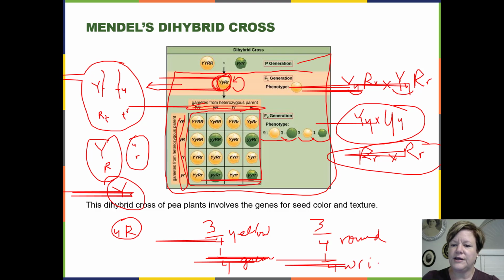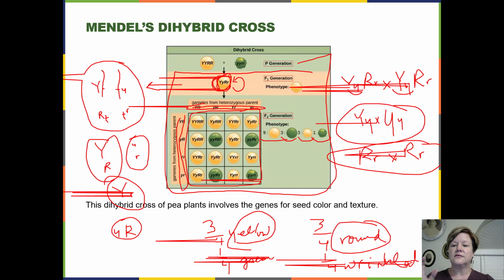So then I would ask you, okay, what's the probability of getting an offspring that is yellow and round? Well, the probability of two independent events occurring simultaneously is the product of their separate probabilities. So I would multiply 3/4 times 3/4, and that would give me 9/16. So 9/16 would be yellow and round.